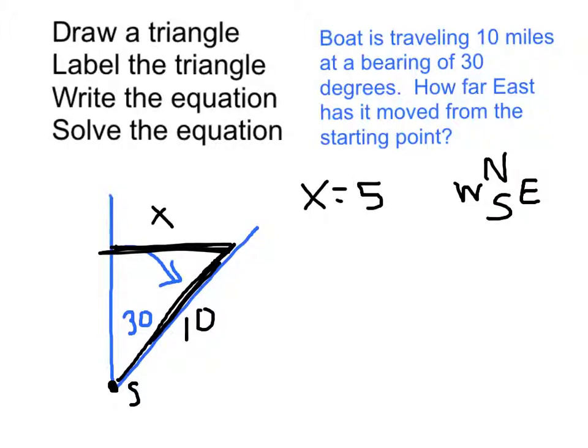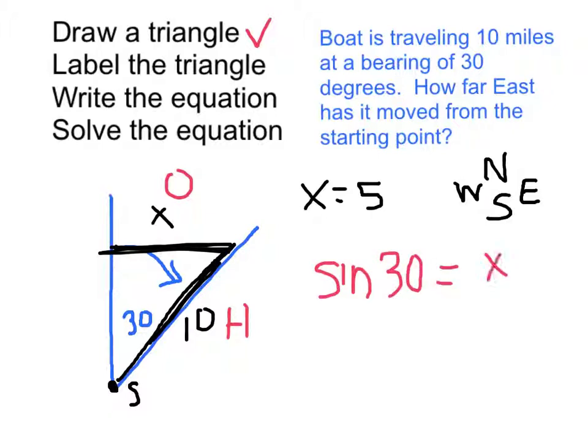But for some reason, if you didn't know that, here are the steps. Draw the triangle, check, got it done. Label the triangle. 10 is the hypotenuse, x is the opposite side. Write the equation. Sine of 30 equals x over 10. Solve the equation. If you're going to type this into your calculator, you type it in as 10 times sine of 30. Make sure your calculator is in degree mode, and it will give you 5.